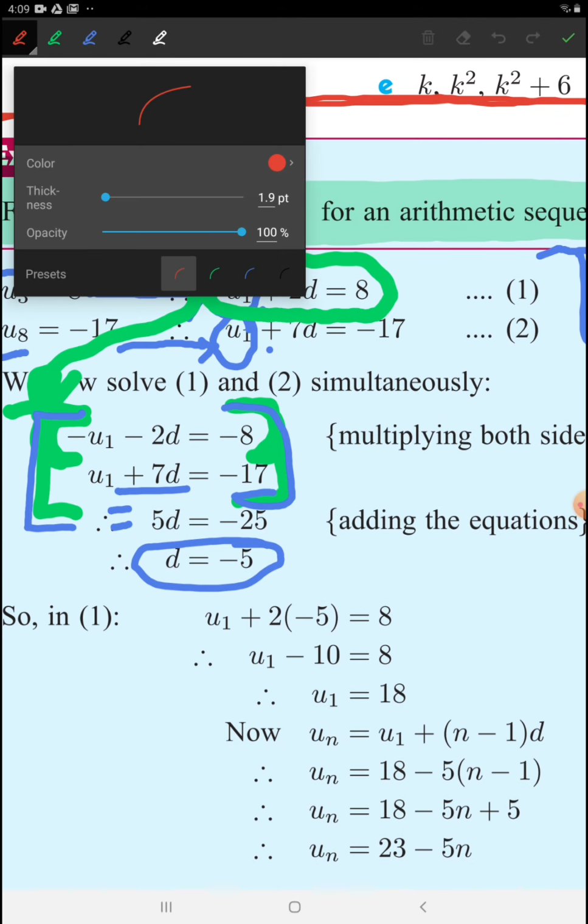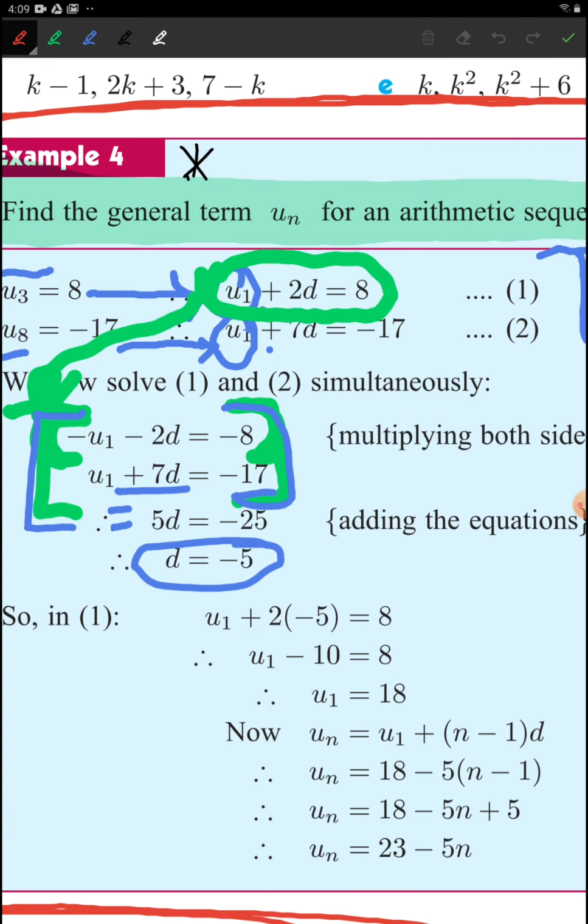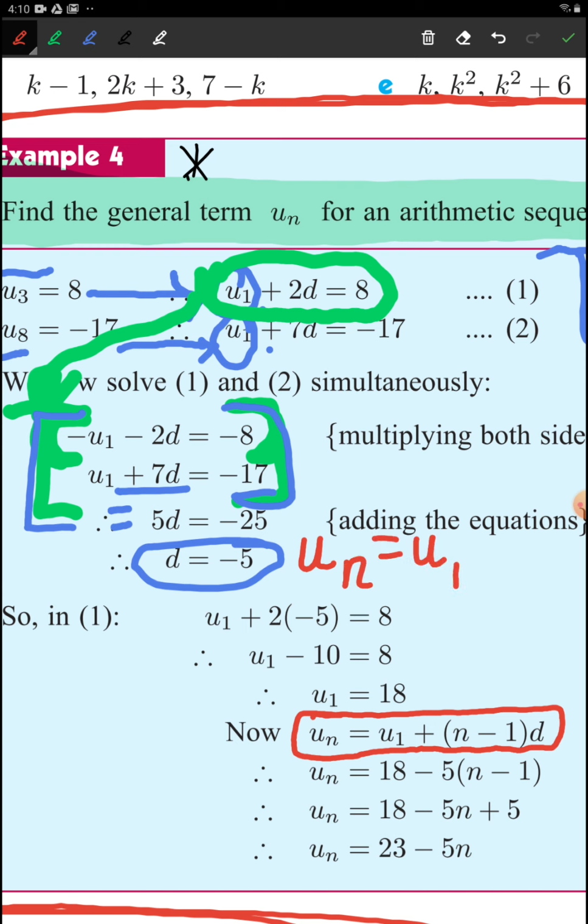Because now that you know what the common difference is, you can use, hold on a second. They used this formula up here. So let me rewrite it. U sub n equals U sub 1 plus, actually let me write it smaller.